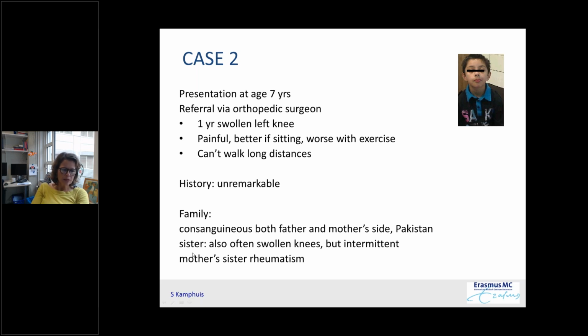And the mom said, well, his sister is also with the orthopedic surgeon. She also has swollen knees, but that's once in a while. And actually she has a disease called something with epiphyseal whatever. She didn't really know. But she said this is different. This is not like he has, because he only has a swollen knee. And then she also said that her sister had rheumatism. It was not treated with any medication, and also not too much swelling. And she thought, the mother, that this was not something that would fit with the disease of her son.